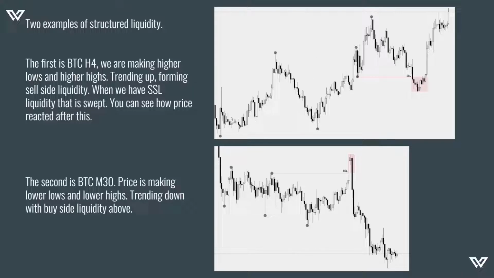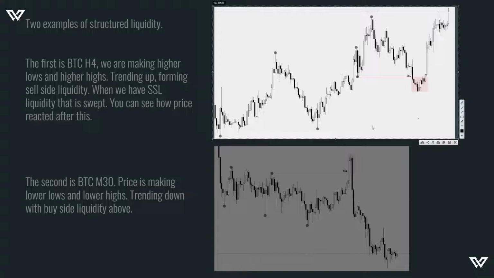Up here we have the H4 chart of BTC. We have lows into highs, into a higher low, into a higher high, making higher highs and higher lows, trending up, forming sell side liquidity. Your sell side liquidity is sat below these lows, as I've labeled here. The sell side liquidity is swept, and then you see what happens with price after this. Sometimes price does need to have this sweep to make these sorts of moves.